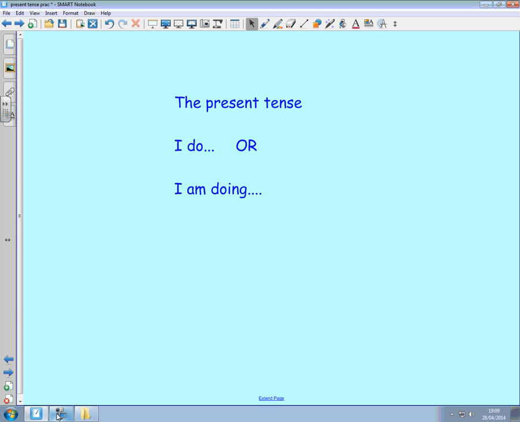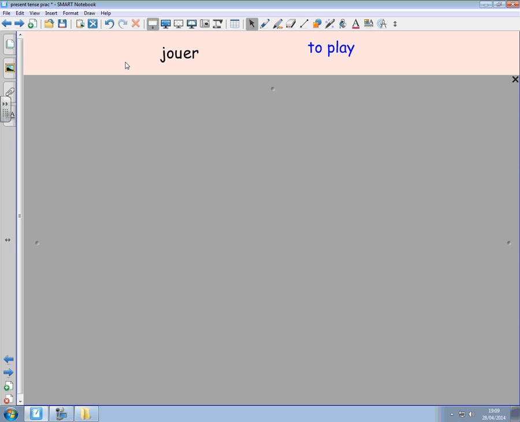Okay, so the first thing we're going to look at is what most verbs are in French, and these are what we call ER verbs. 90% of French verbs are ER verbs, and I've got an example here. Jouer, to play. Now it's fairly easy to see why they're called ER verbs because in the infinitive they end in ER. Now, the infinitive is almost like the surname of the verb.